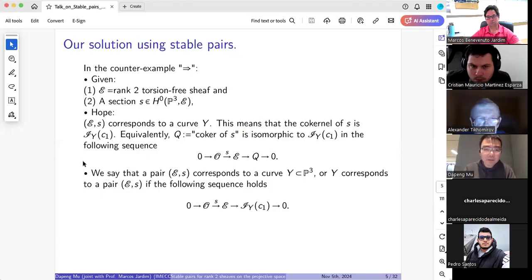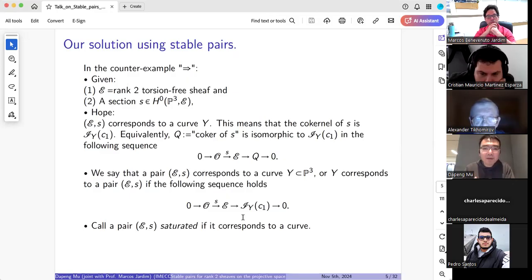So let me clarify some notations. Suppose a pair, a sheaf with a section, corresponds to a curve, meaning the co-kernel of the section is an ideal of Y. Then I will say this pair corresponds to the curve Y, or conversely, this curve Y corresponds to the pair E, S. So this is going to be the notation.